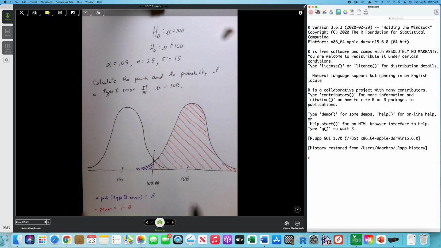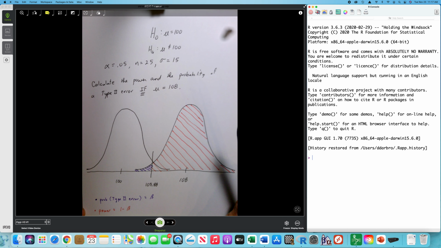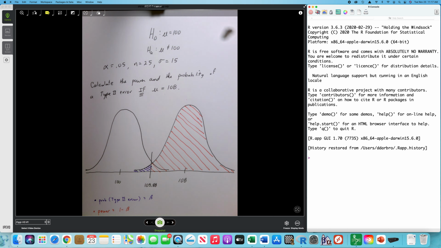And don't get me wrong, you can do that. This line in the sand, if you will, can be over here. It just makes a cleaner drawing when introducing the idea and the concept of power and probability of a type 2 error. So really what we need to be able to find is this area right here, and it's very, very easy to do. So we would use the pnorm. I need the area above 105.